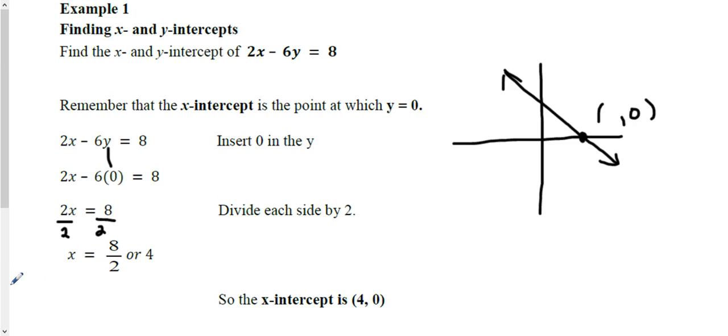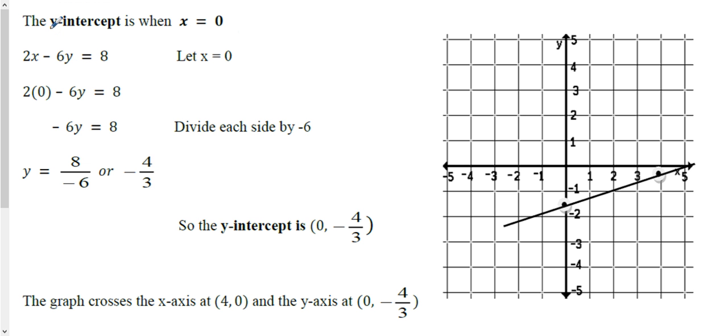Then we go find the y-intercept now. The y-intercept is when x equals 0. Of course, anytime it touches the y-axis here, we don't go left or right, we're staying on the y-axis, so x is 0. So here's our starting equation, 2x minus 6y equals 8. And we let x equal 0 this time. So in place of x, we put a 0. Of course, 2 times 0 goes away, and we're left with just minus 6y equals 8.